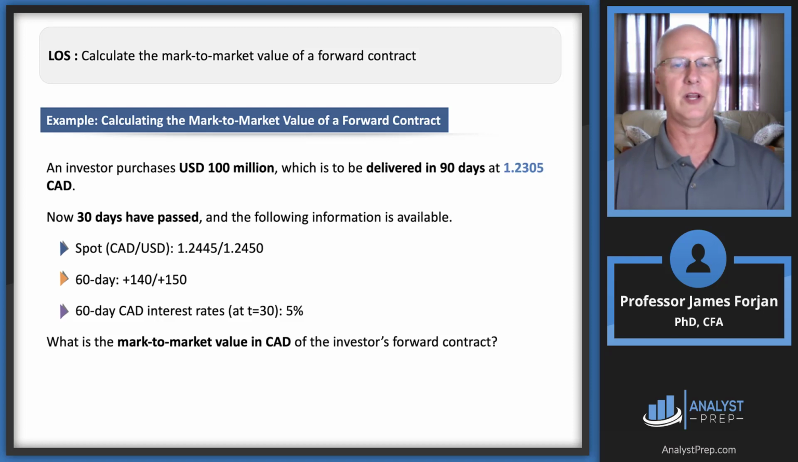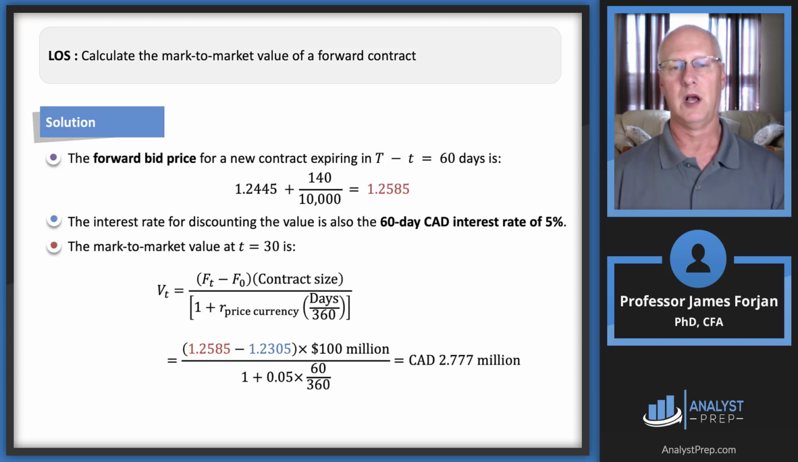All right, so 30 days have passed. Spot rate is 2445 and 2450, and then the 60-day forward is a plus 140 and a plus 150. That's bid and offer. There's a 5% 60-day Canadian dollar interest rate. What is the mark-to-market value in Canadian dollars?